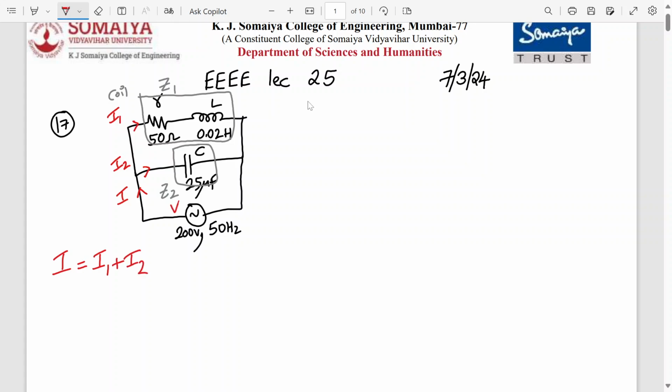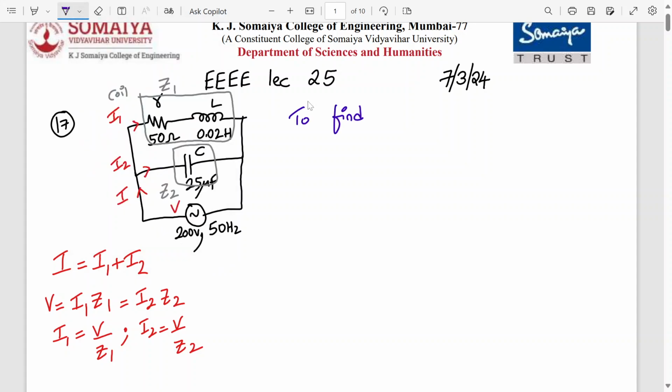Now since this is a parallel network, my voltage V is common between both. So V is equal to I1 into Z1, and that is also equal to I2 into Z2. So how will you find I1 and I2? I1 will be V upon Z1 and I2 will be V upon Z2. What was asked? To find current flowing through the coil, I1, and current flowing through the capacitor, I2. Then we need to find the total current I and the power factor. And third, we have to find the total active power P.